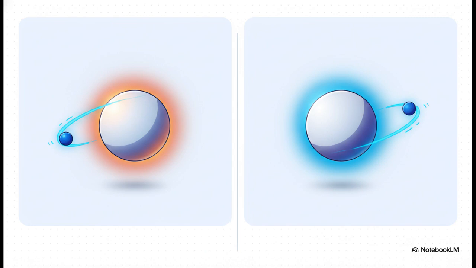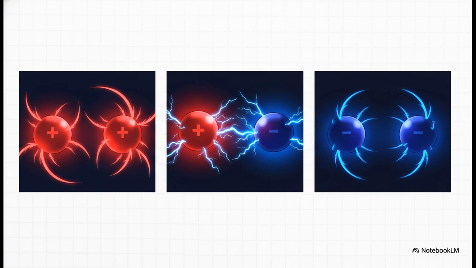It's that simple. And these two flavors live by one simple, absolutely unbreakable rule. Positive repels positive, negative repels negative. But positive and negative are drawn to each other. This is the foundation of everything in electrostatics.